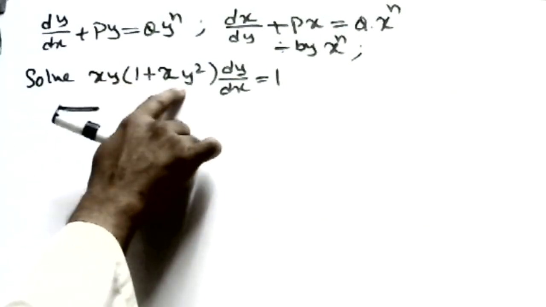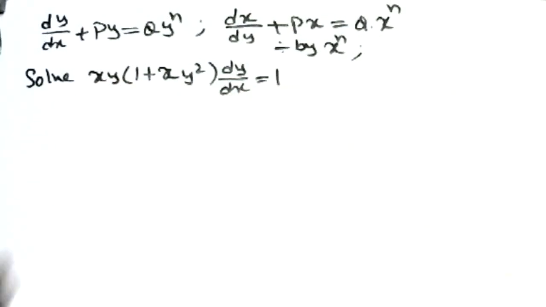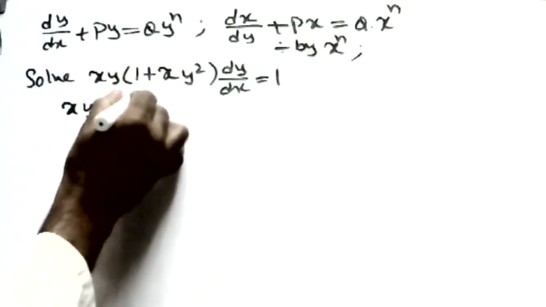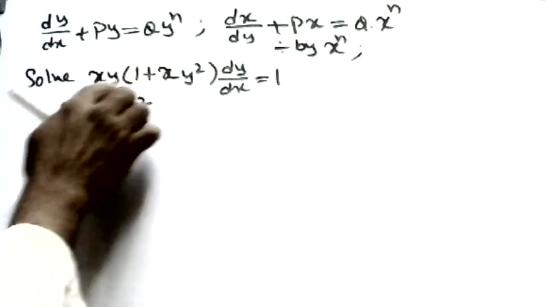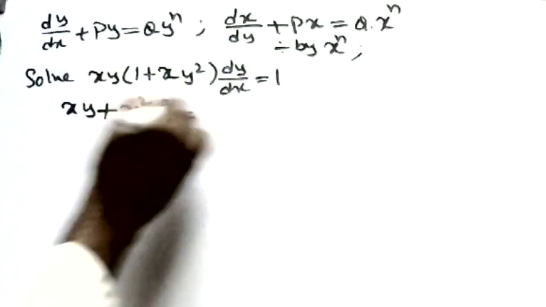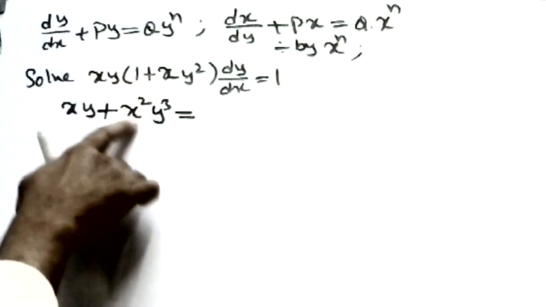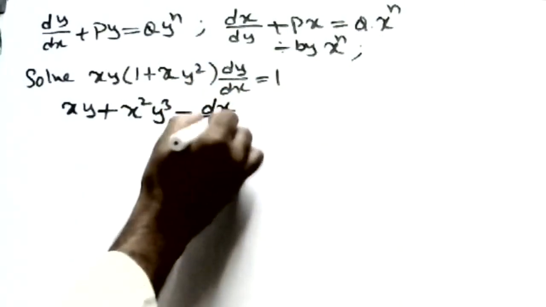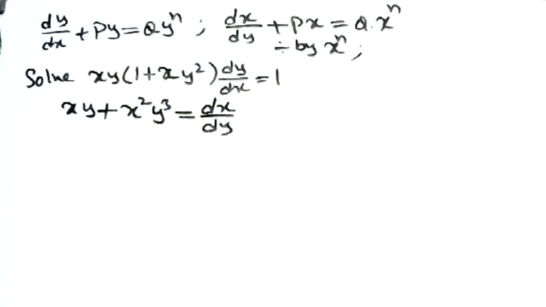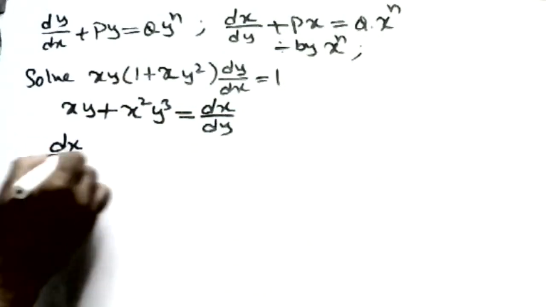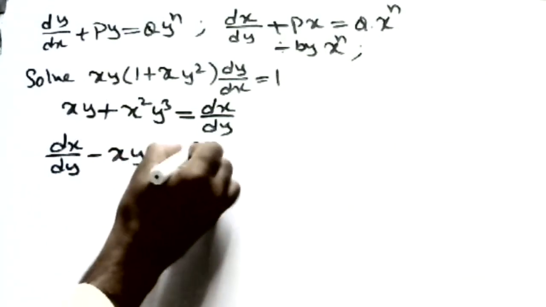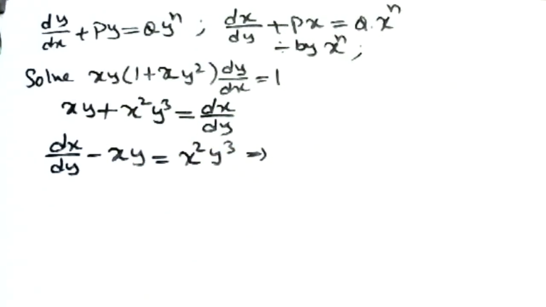You do one thing, you multiply this with xy into 1, and bring this here. You see here like this, xy into 1 will be xy plus x into x square, and x into y square, y cube equals to xy into 1, xy, x into x square, x into y square, y cube. Bring this on the other side, it will become dx by dy. Now you bring this xy here, we can write like this, dx by dy minus xy equals to x square y cube.